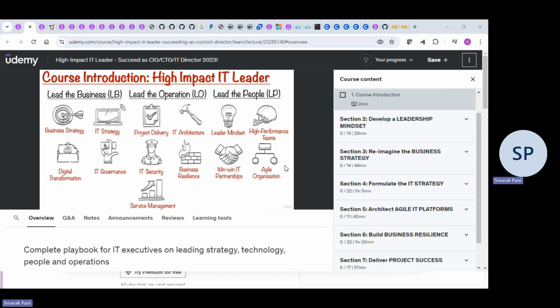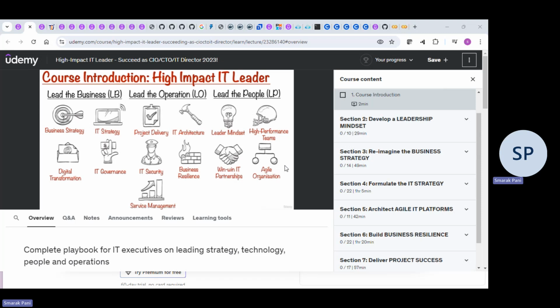And I would say these topics might change over time. I may add new topics. But just as an overview, under leading the business, there are important topics around business strategy, IT strategy, digital transformation, and IT governance. These are some of the topics we'll be covering in this particular course.